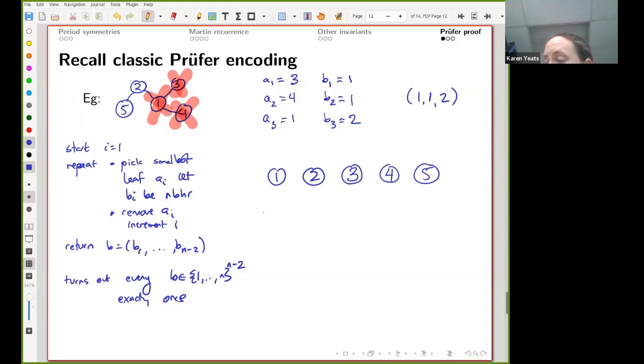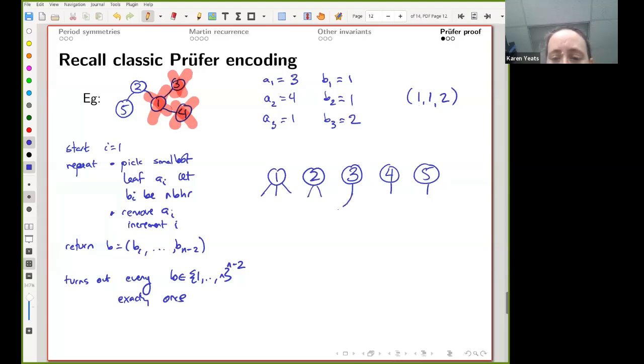And what do you do? You put outgoing edges one more than the number of times that appears in the list here, in the code here. So 1 appears twice, so I put 3. 2 appears once, so I put 2, 1, 1, 1. And now at each step, I take the smallest thing that has only one guy left, and I connect it to where the sequence tells me it should go.